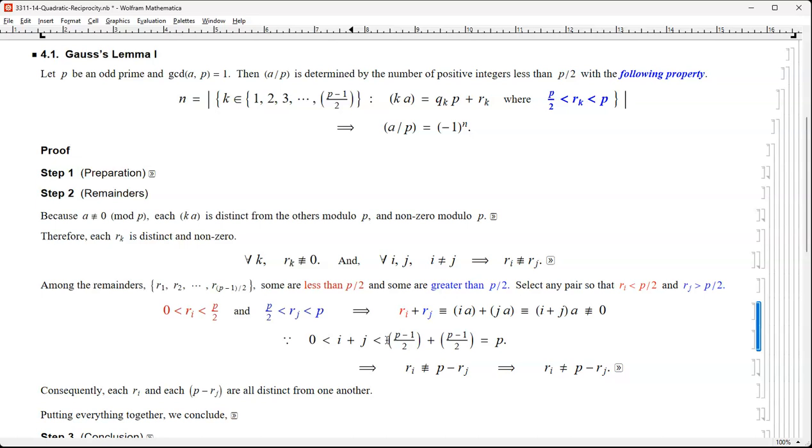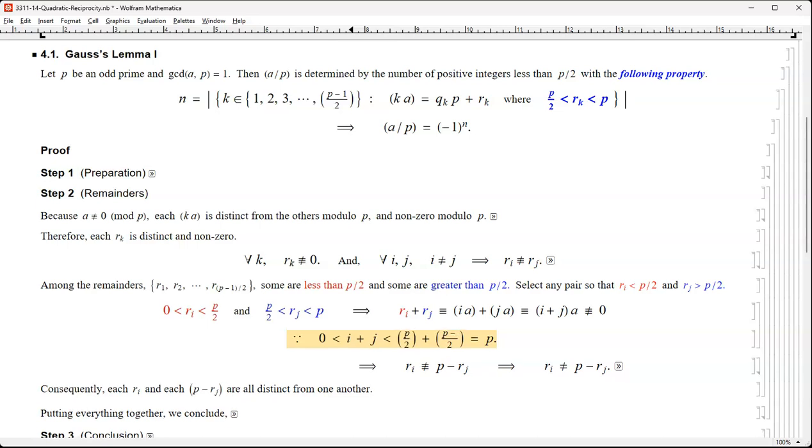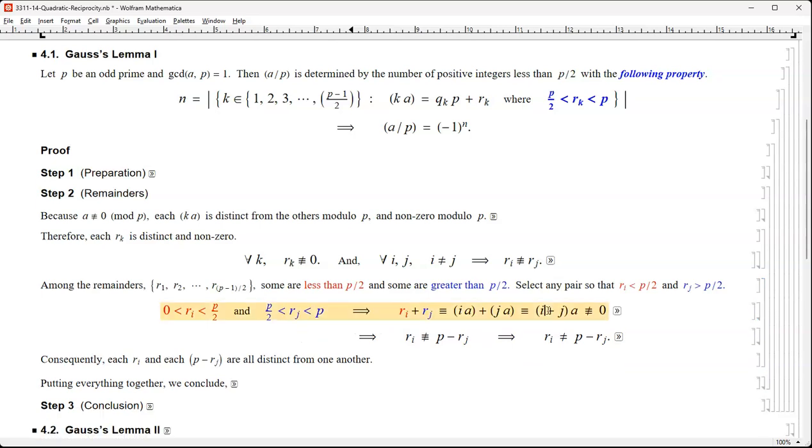i is greater than 0, and actually it would have been better to say i is less than p over 2. Same for j, less than p over 2. So i plus j is greater than 0 and less than p. So no way it is congruent to 0 mod p. So that's non-zero, and a is non-zero. Multiply two non-zeros, what do you get? Non-zero. So R_i plus R_j is non-zero. Does it help?